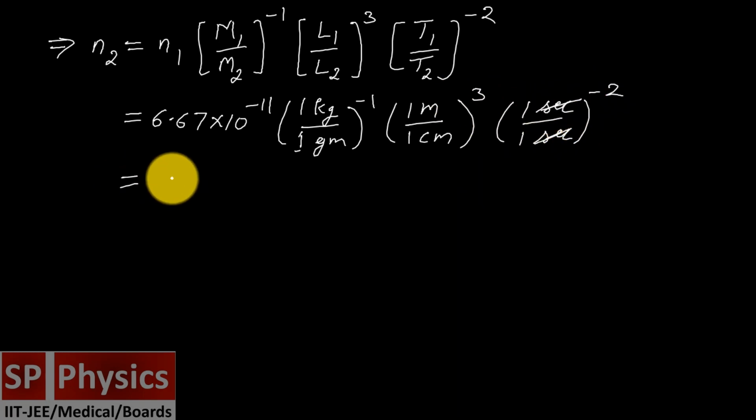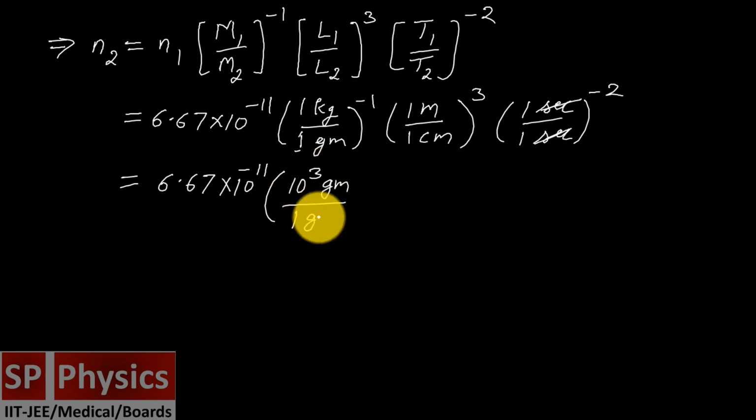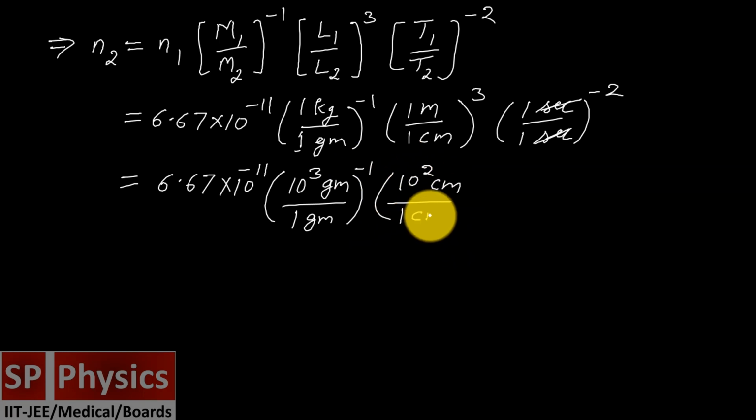You will get N2 is equal to 6.67 into 10 to power minus 11, as 1 kg is 10 to power 3 gram. So write 10 to power 3 gram here upon 1 gram, whole power minus 1, into, as 1 meter is 10 to power 2 centimeter, therefore write 10 to power 2 centimeter here upon 1 centimeter whole power 3. Cancel this centimeter with this centimeter, gram with gram.